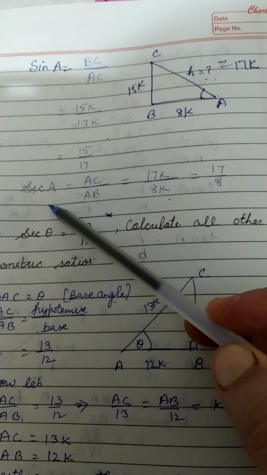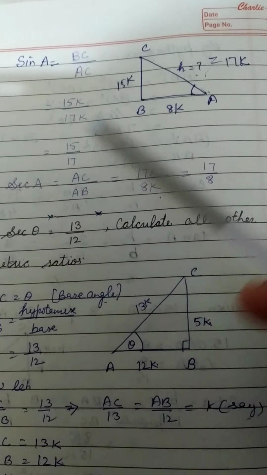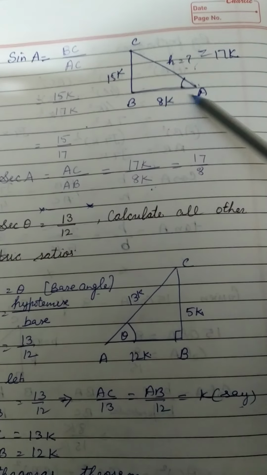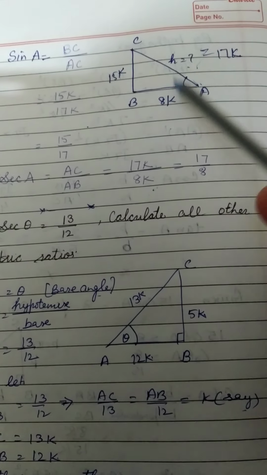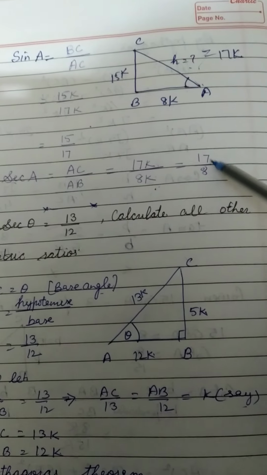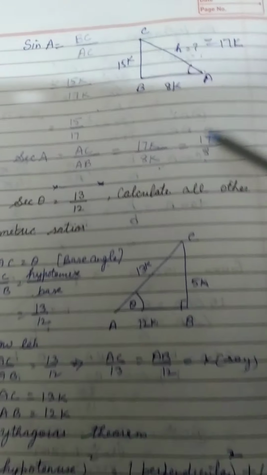Now we have to find secant A. Secant A is AC upon AB, that is hypotenuse upon base. Hypotenuse is 17K and base is 8K. Then it becomes equal to 17 by 8.